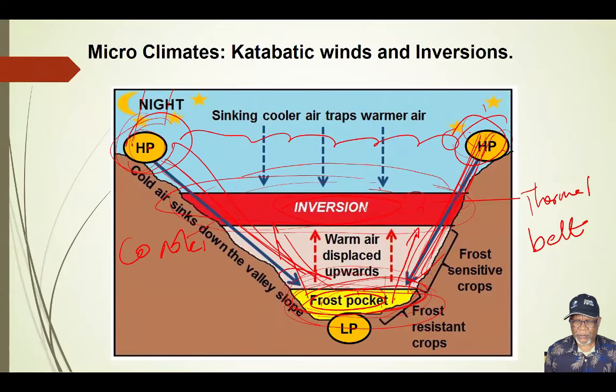And then we said again, when the warm air is in contact with the cold surface, what is going to happen in the middle of the valley there is condensation. And once condensation takes place, we are going to have what we call radiation fog in the early hours of the morning in the valley.